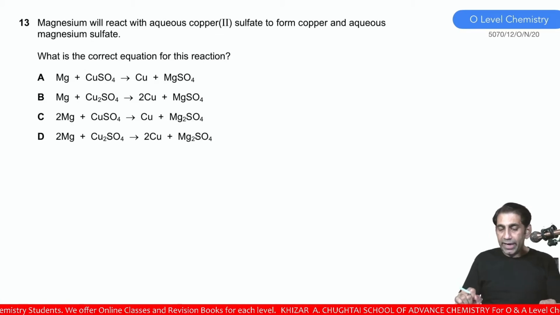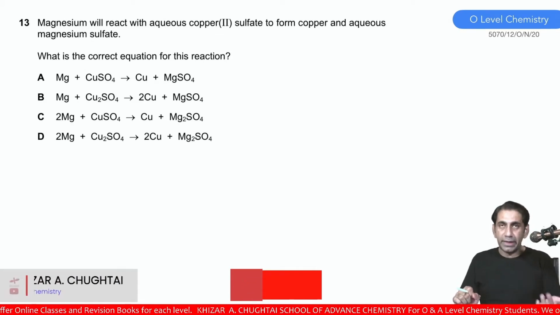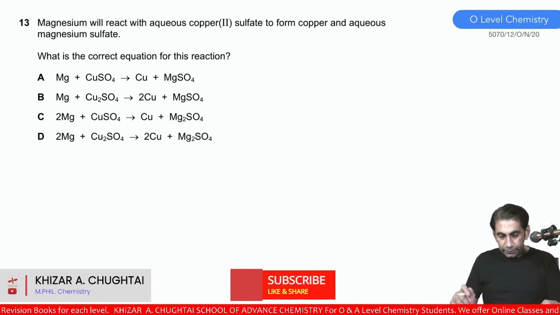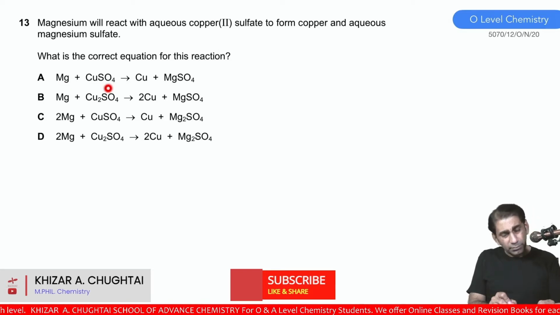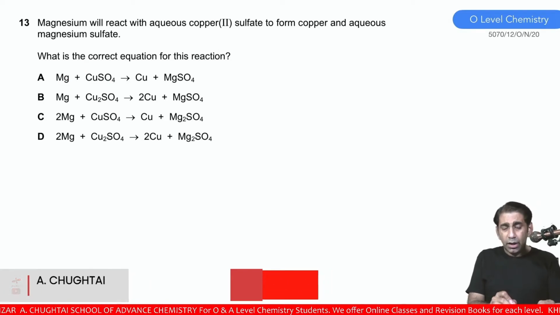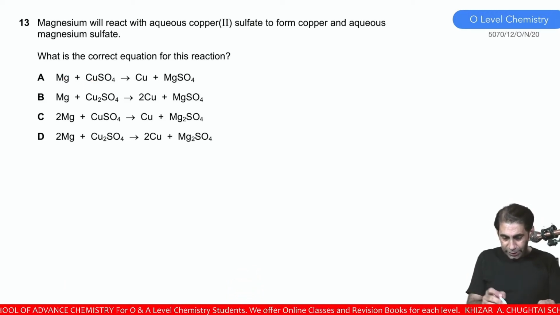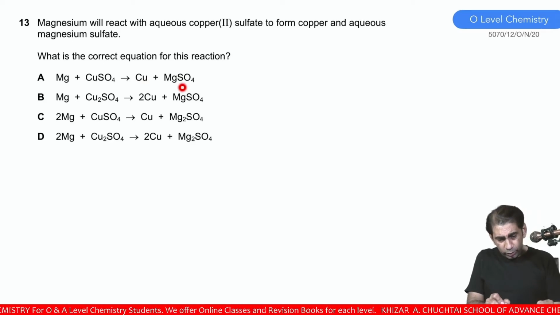Magnesium will react with aqueous copper sulfate to form copper and aqueous magnesium sulfate. What is the correct equation for this reaction? Let me see. Magnesium plus copper sulfate. It's a displacement reaction, and magnesium is more reactive than copper, so it will displace the copper. Yes, it is true: copper and magnesium sulfate. I think the first one is the correct one.